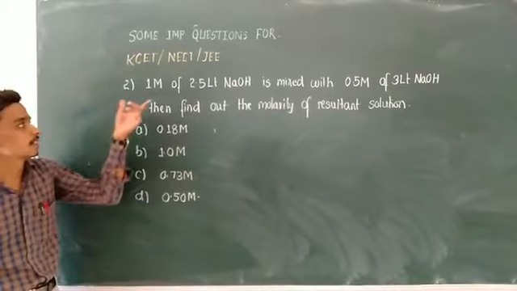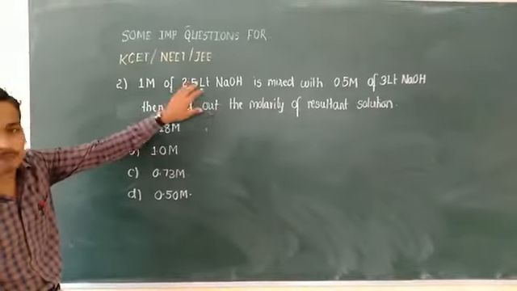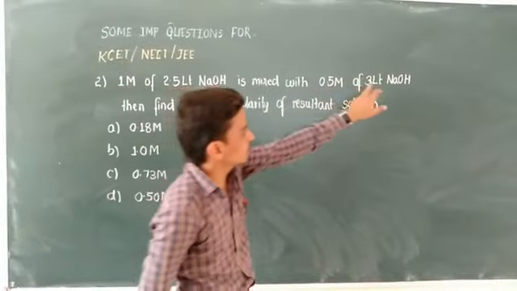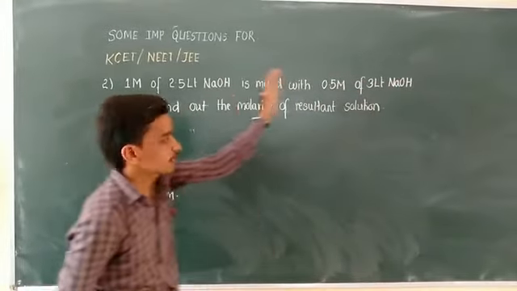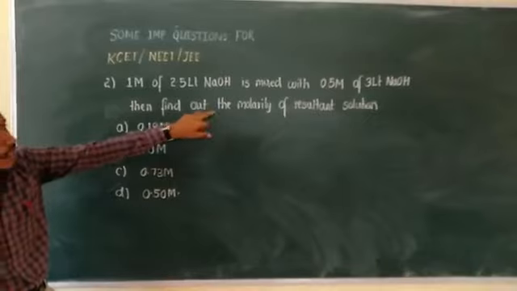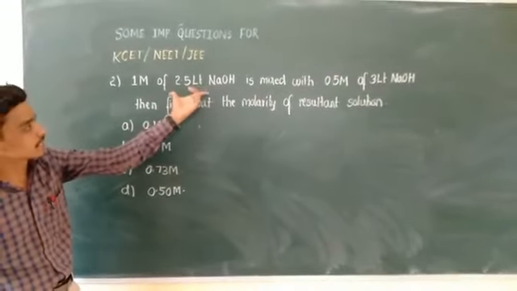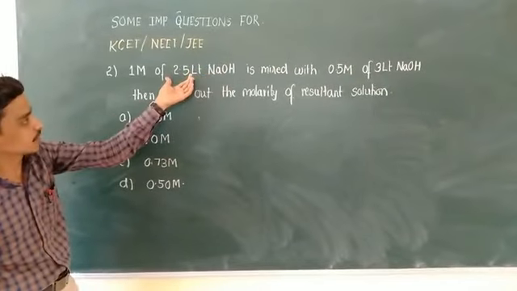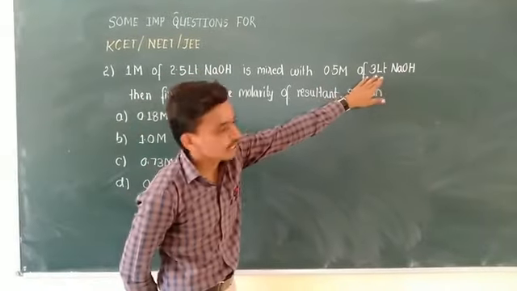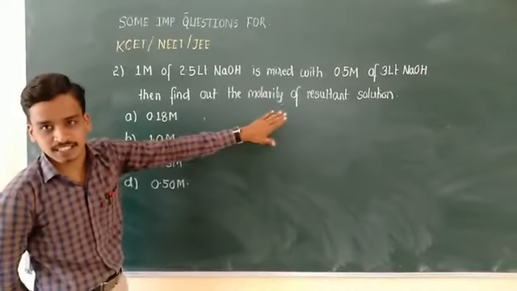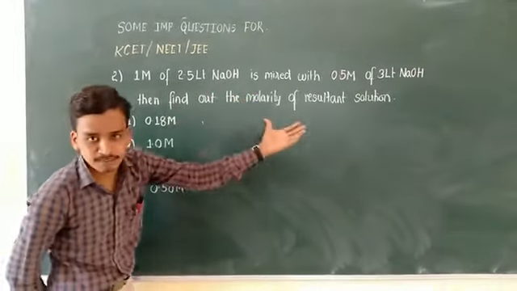Next question, 1 molar, 2.5 liter NaOH is mixed with 0.5 molar, 3 liter NaOH. Then find out the molarity of the resultant solution. Okay, understand the problem carefully. It is NaOH of one concentration, and another NaOH of another concentration. What is the resultant concentration? And both the solutions are mixed here.